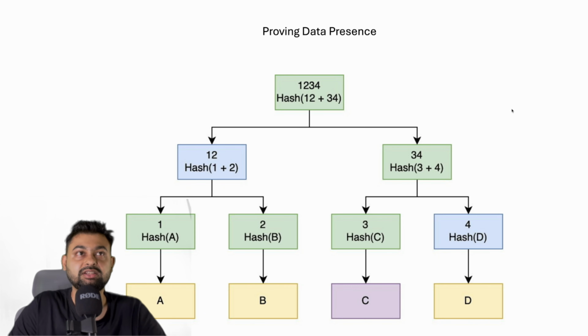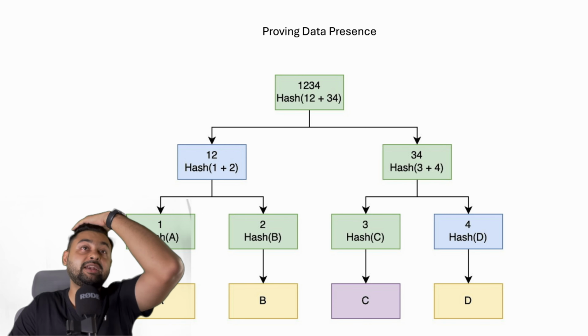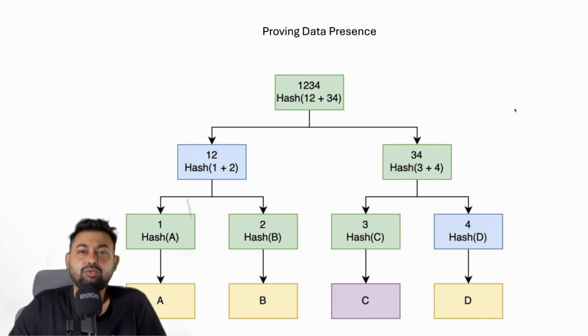We will check the next one. Next use case is proving data presence. So how would you prove whether a particular piece of data is present in a large data set or not? You have this large data set, that is 1, 2, 3, 4. We are iterating over the same thing, 1, 2, 3, 4. We go to the subtrees, that is 1, 2, and 3, 4. We generate every hash till the leaf node, that is the overall structure.